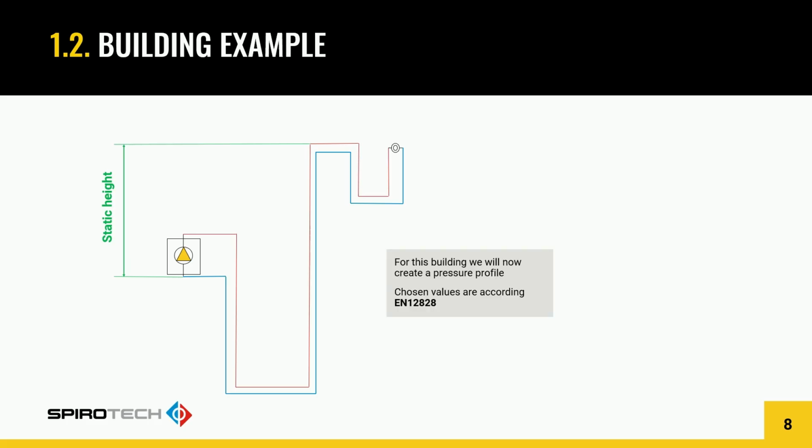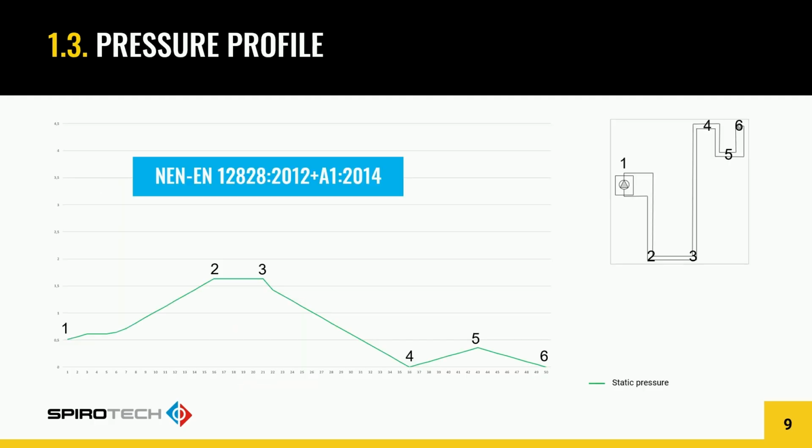Now let's see if we can create a pressure profile based on this building, and we'll do it according to EN 12828. For the pressure profile, we use the pressure definitions as described in the norm, so EN 12828, and these are also the same values we apply in our standard selection process. In this graph, the static pressure is shown for the example building. So the example building is here.